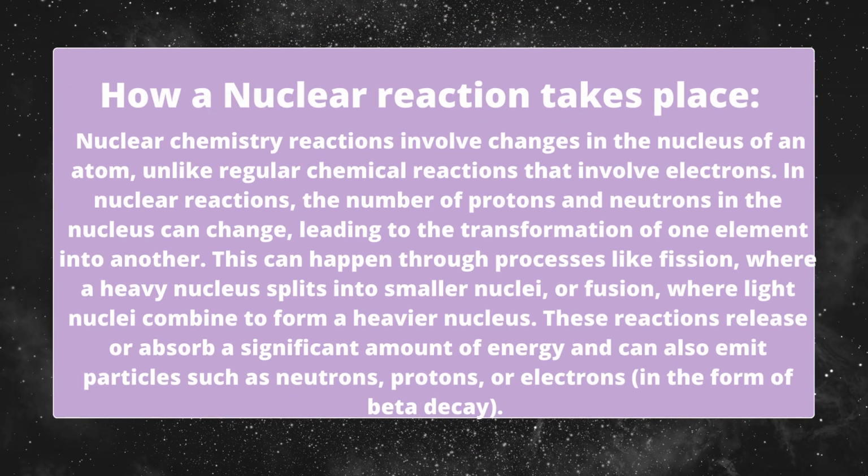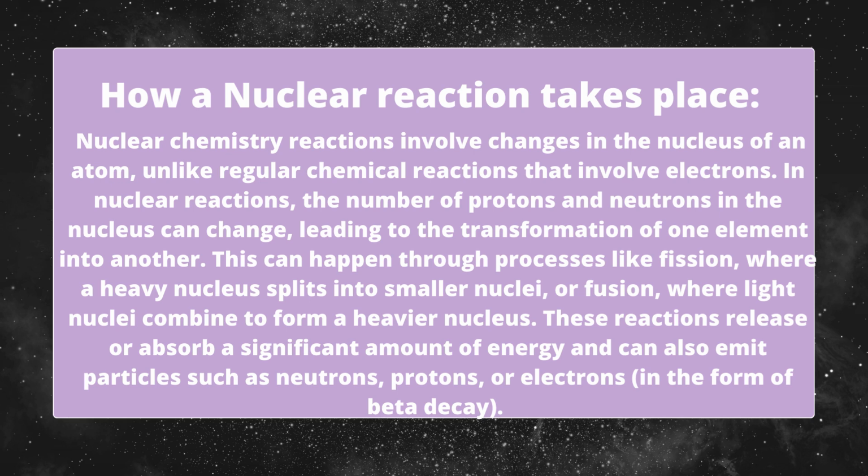How nuclear reaction takes place. Nuclear chemistry reactions involve changes in the nucleus of an atom. Unlike regular chemical reactions that involve electrons, in nuclear reactions, the number of protons and neutrons in the nucleus can change, leading to the transformation of one element into another.